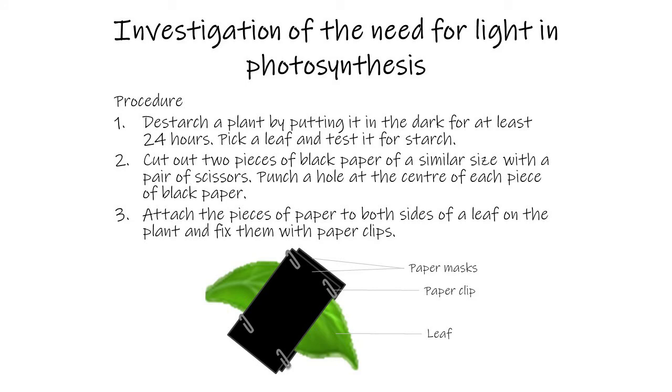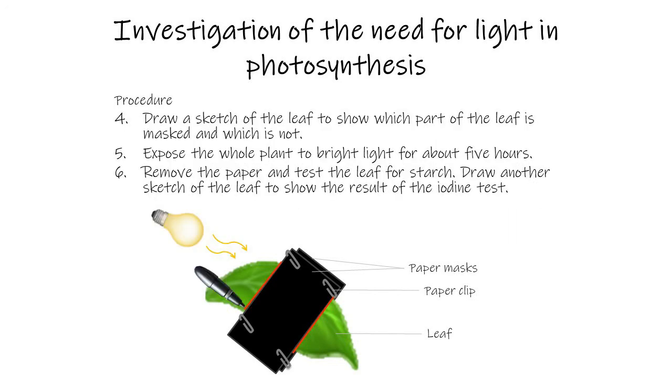First, we can destarch a plant by putting it in the dark for at least 24 hours. Pick a leaf and test for its starch. Then, cut out 2 pieces of black paper of a similar size with a pair of scissors. Punch a hole at the center of each piece of black paper. Afterwards, attach the pieces of paper to both sides of a leaf on a plant and fix them with paper clips. Then, draw a sketch of the leaf to show which part of the leaf is masked and which part is not. The plant is then exposed to bright light for 5 hours.